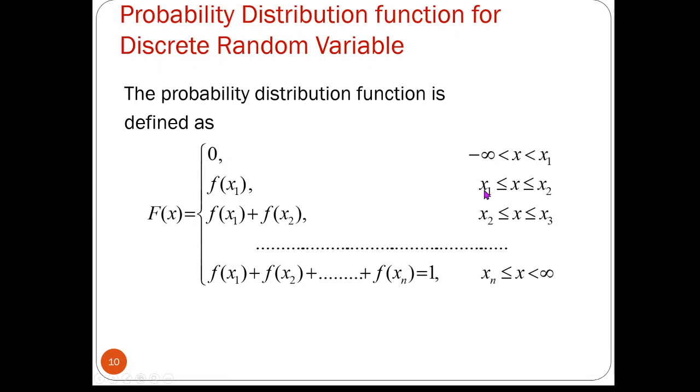For the next interval, that is x1 to x2, it has the value f of x1. For x2 to x3, when x lies between x2 and x3, the distribution function has the value f of x1 plus f of x2. And for the last interval, from the last value to infinity, the distribution function has the value 1, that is the sum of all the previous probabilities.